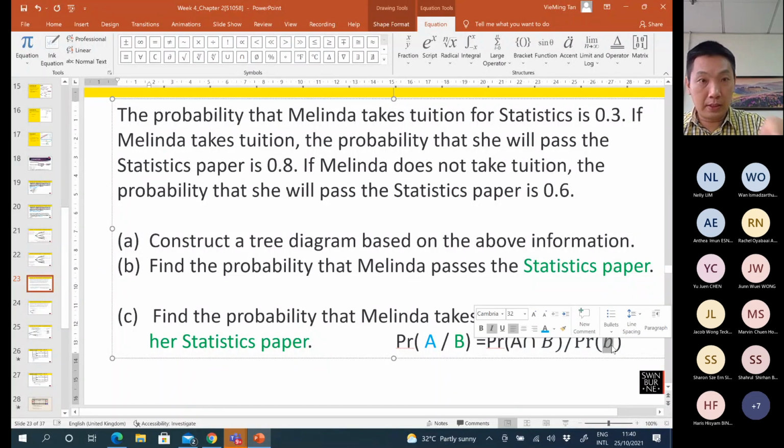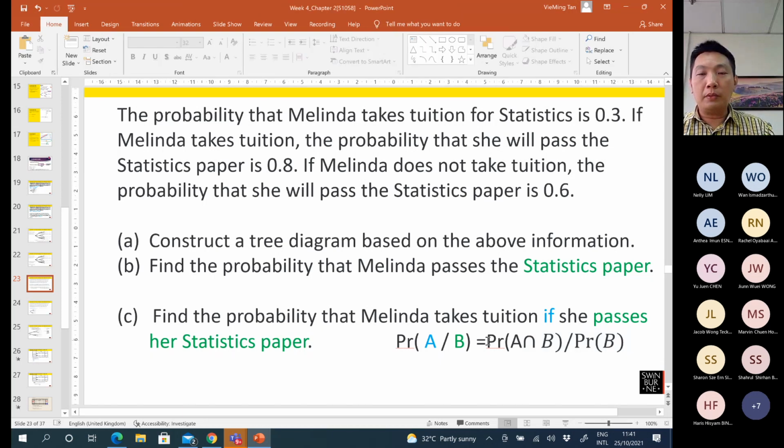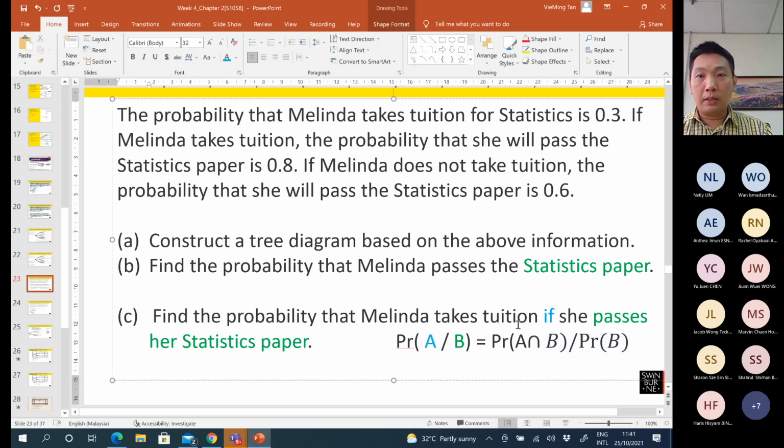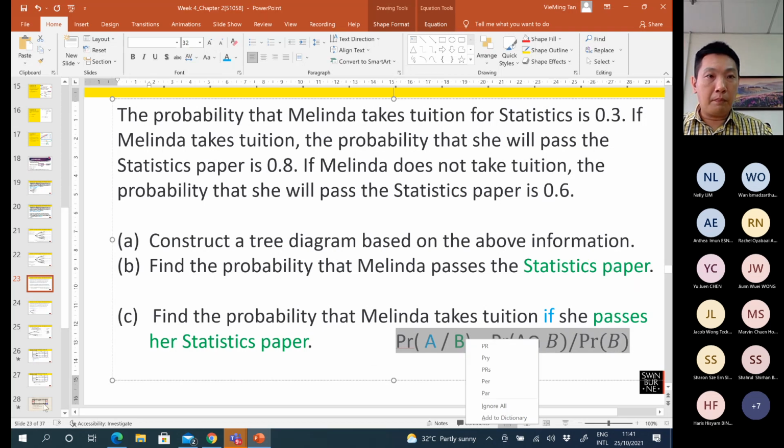For this part C question, B you have to put at the back, because this B appears after the word if, so B has to be put at the back. If she passes her statistics paper, already passed, okay, B, all right. So now we need to use the tree diagram just now to help us to get the value now. Okay, so I copy this one, and then I'll paste it to the diagram that we already drew just now.